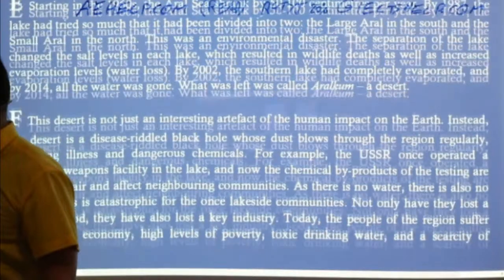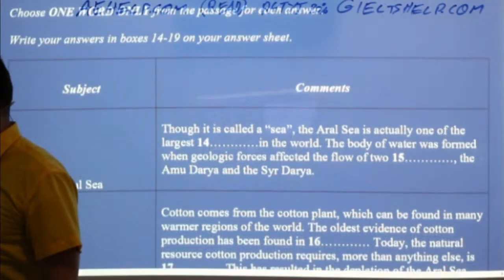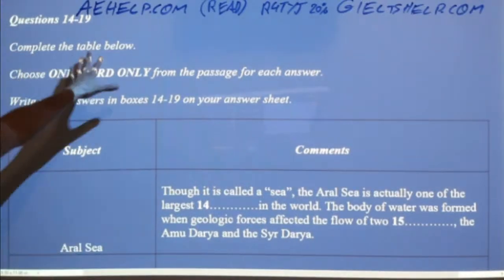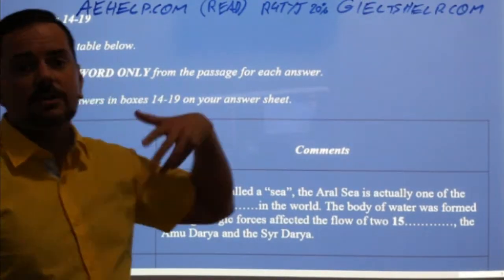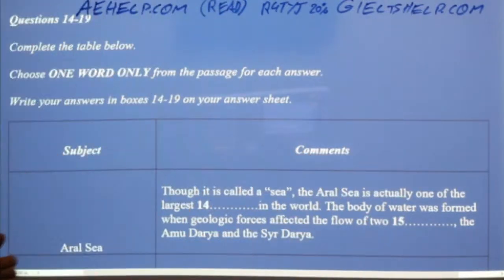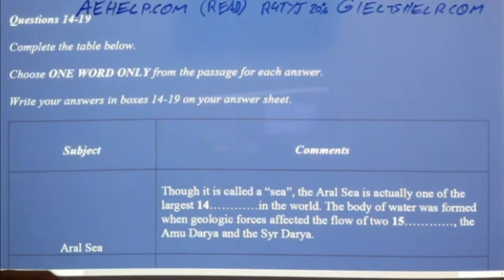They're coming after the paragraph here. We've got paragraphs all the way to G. Okay, so here it's a table completion. So you'll notice that our new exams are following some of the new question types that you see in IELTS, like table completion for reading. Okay, so here it's choose one word only from the passage.